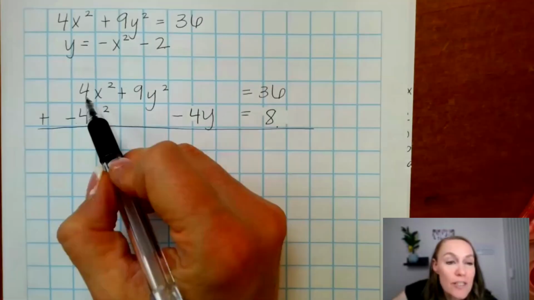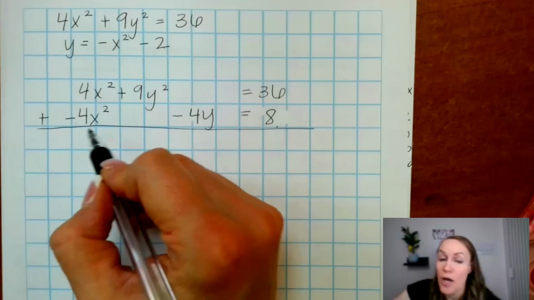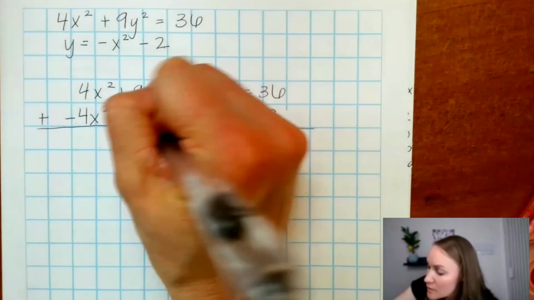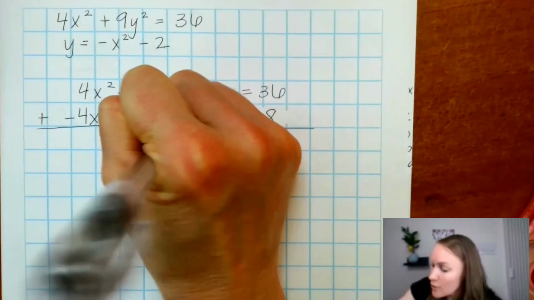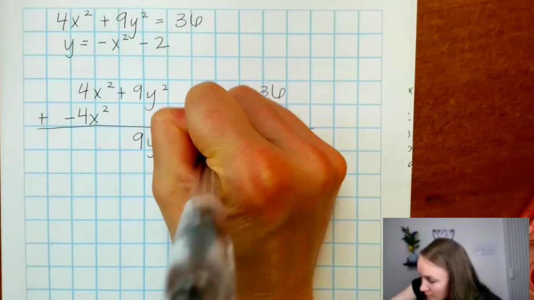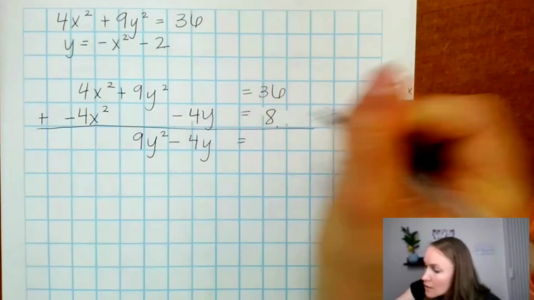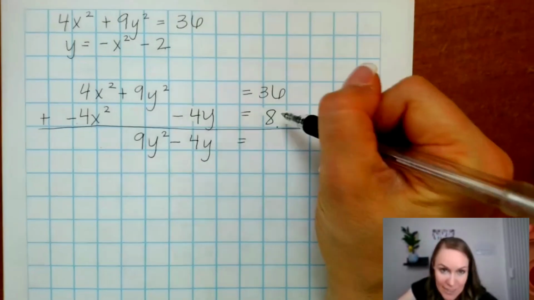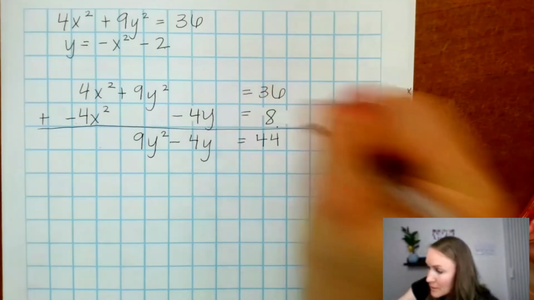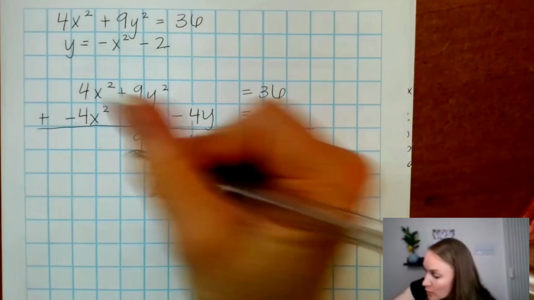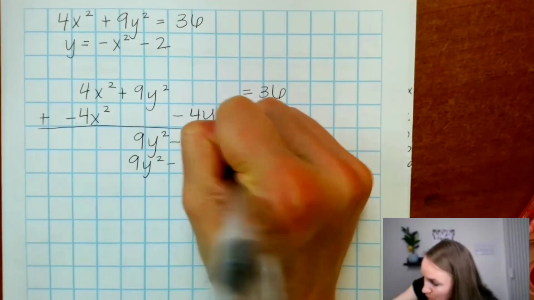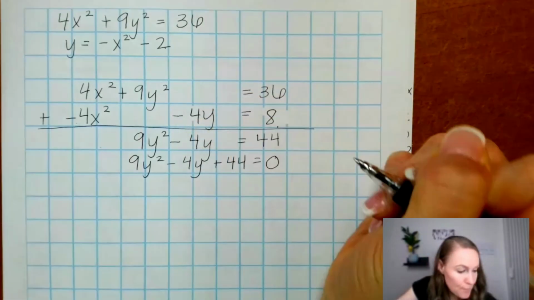Okay, so 4x squared minus 4x squared is 0. I'm not going to write anything. And I have 9y squared. Then 0 plus negative 4y squared is negative 4y. And then equals 36 plus 8. So 36 plus 8 is 44, and I'm going to subtract over 44. So I have 9y squared minus 4y plus 44 minus 4 equals 0.